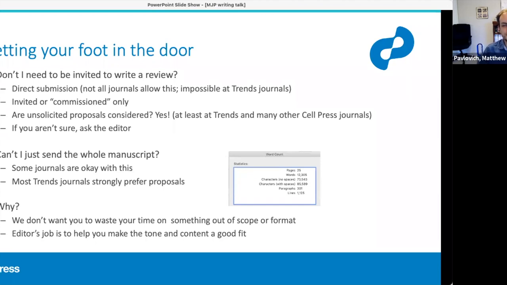I've shown here a screenshot of a word count of something that's 12,000 words. If we ask authors to shoot for about 3,500 on initial submission, we're not going to be able to take this on. Even if it's otherwise a good article, it just doesn't fit our scope and our style. We don't want you to waste your time on something that's out of scope or out of format. Also, the editor's job is to help you make the thing that you're writing a good fit for the journal in terms of tone and content. If you've already written the review before you talk to us as editors, then you're not going to let yourself benefit from our expertise.